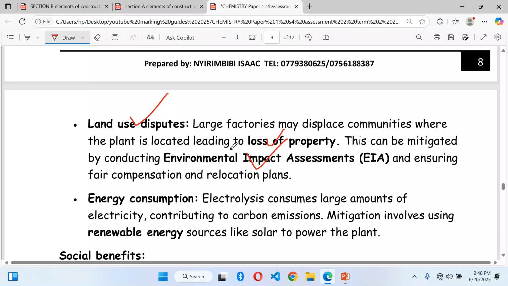This is another point. But we said, put only one point which you are very sure about. Choose any one. But for the case of this revision, we are giving you more than one. Energy consumption. Electrolysis consumes large amounts of electricity, contributing to carbon emissions. It can bring about carbon emissions. Now, mitigation involves using renewable energy sources like solar to power the plant instead of using these ones which can emit the carbon.